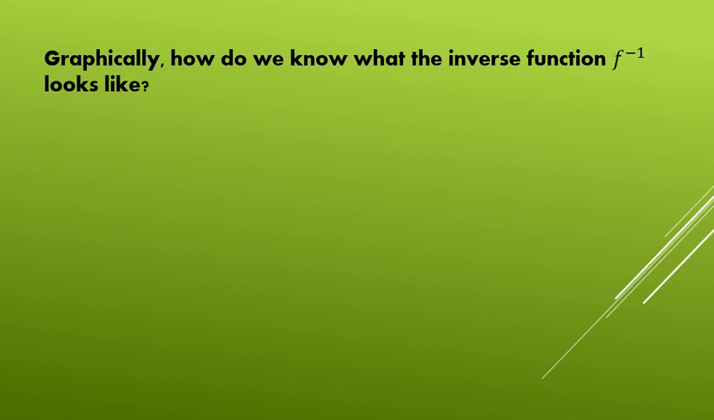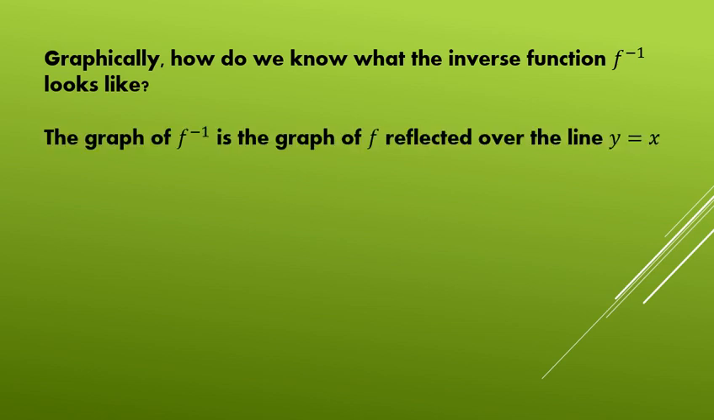Graphically, how do we know what the inverse function looks like? If you're given the graph of your function f and you sketch the line y equals x, if you take the image of f and reflect it over that line y equals x, you're going to get the graph of your inverse function. You're going to get the graph of f inverse.